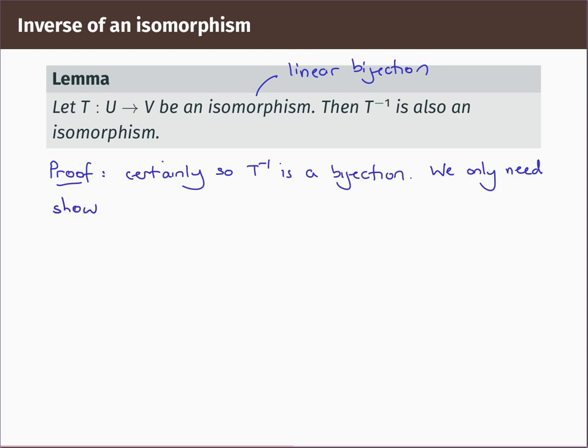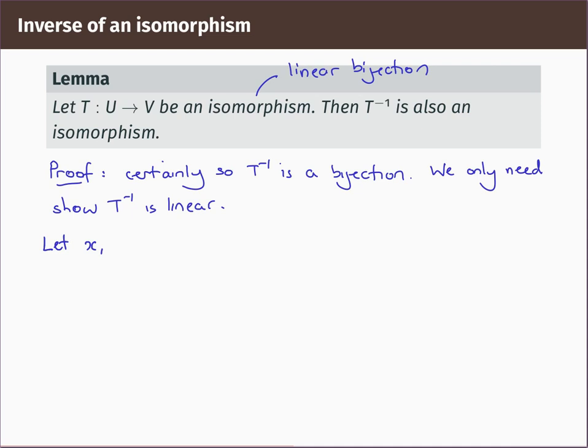So this is a result I actually used a few videos ago and told you I was going to prove it later. Well, here I am keeping my promise. So we want to show that T inverse is linear. So let's pick two things in V, two vectors in V, and show that T inverse of their sum is the sum of T inverse applied to each of them. So the additivity property, part of the definition of linearity.